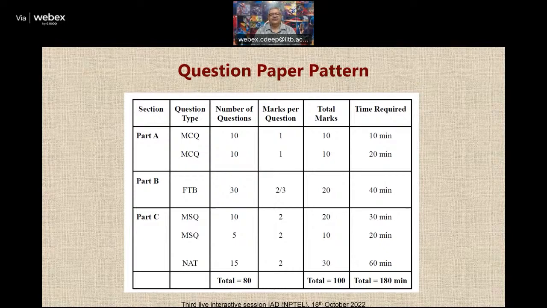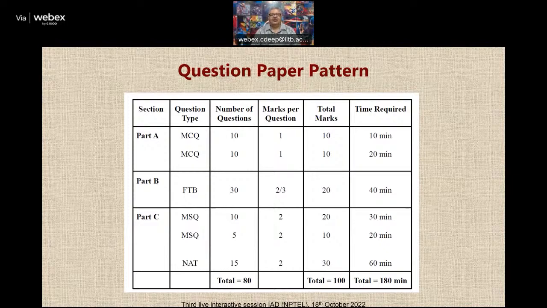Okay, is it clear? So that is the full fill in the blanks question. There are 30 questions and there are 20 marks. So each of them will get 2 by 3 marks. And you will be expected to spend approximately 40 minutes. And then we have part C, which is the most difficult part.